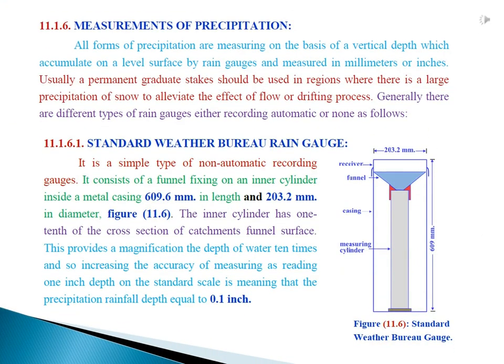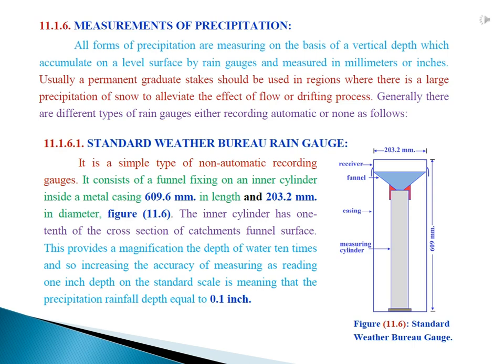Measurements of precipitation. All forms of precipitation are measured on the basis of vertical depths, which accumulate on a level surface, by rain gauges and measured in millimeters or inches. Generally, there are different types of rain gauges, either automatic recording or non-recording, as follows.